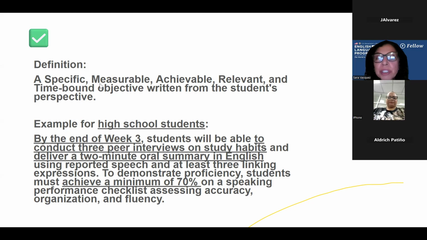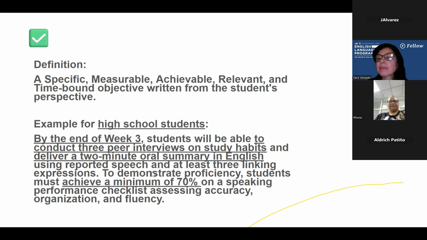Is it 100%? It's just the demonstration of 70% as the minimum, right? Yes. Exactly. The measurement is 70%. Exactly. Let's do the A, appropriate. Is this appropriate for high school students, Joelle?